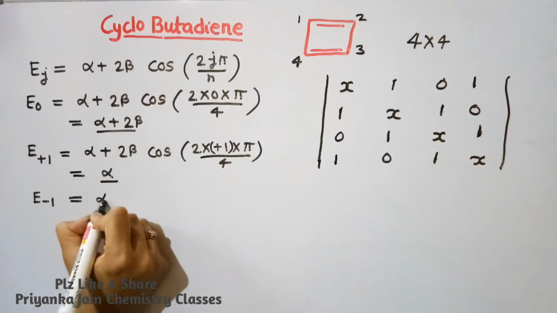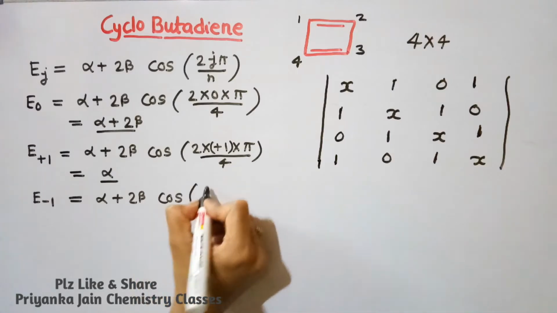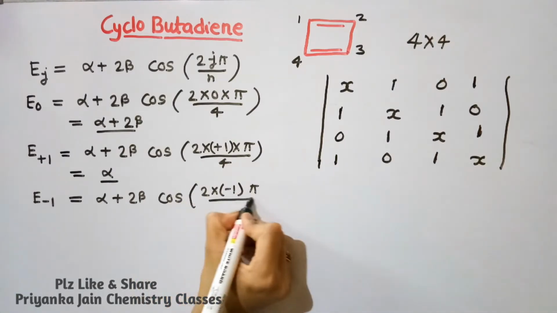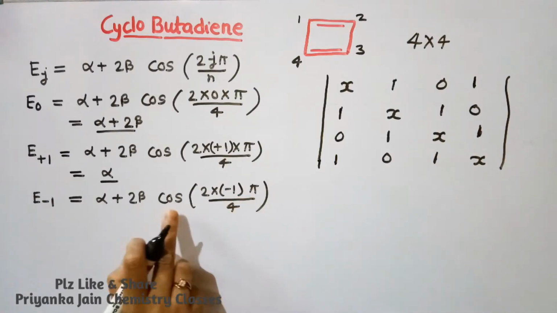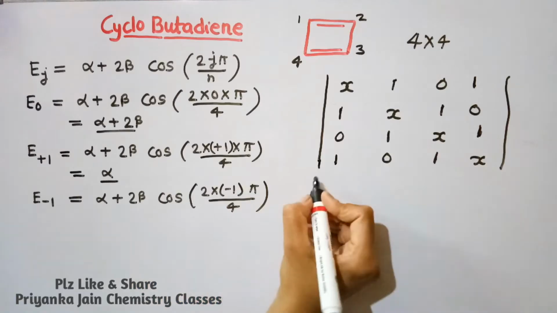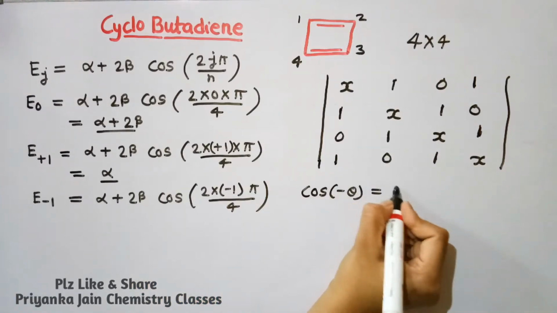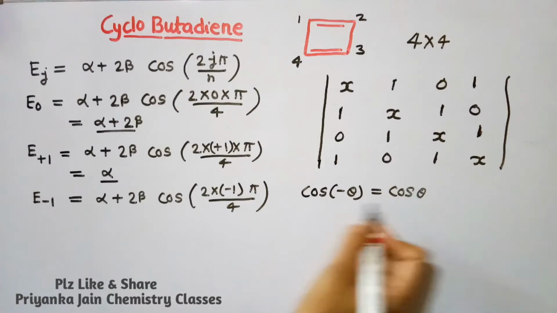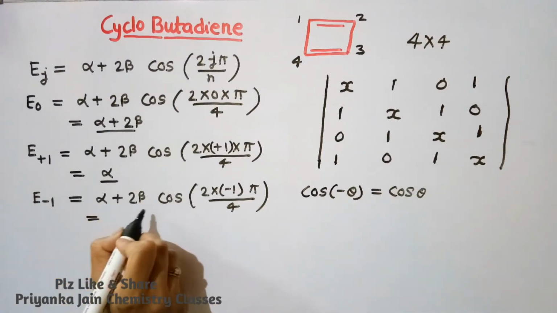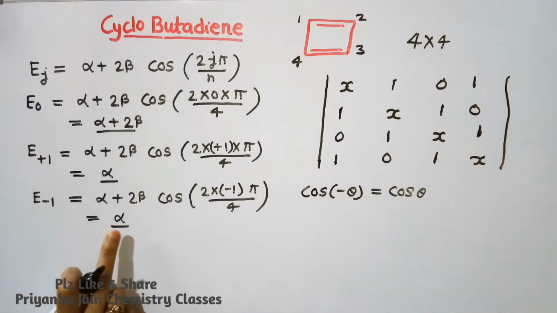So in this case, alpha plus 2 beta cos (2 into minus 1 pi upon 4). Now we are getting here cos minus pi by 2, and you should know here that the value of cos minus theta is equal to cos theta. So this will be equal to cos 90, and that is 0. So the whole term is 0. So this is alpha. Another energy level is alpha.